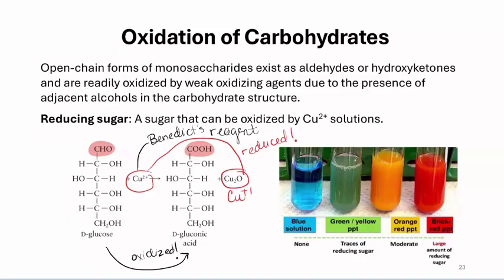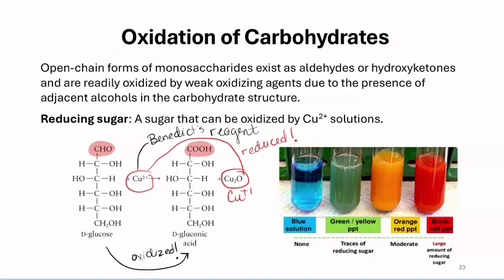And when this reaction happens, we actually see a changing color of the solution. So when we look at the image on the right side of the slide, we can see that the original color of the Benedict's reagent is this blue solution. Let me change the color of my pointer. So this is the original color of the Benedict's reagent.